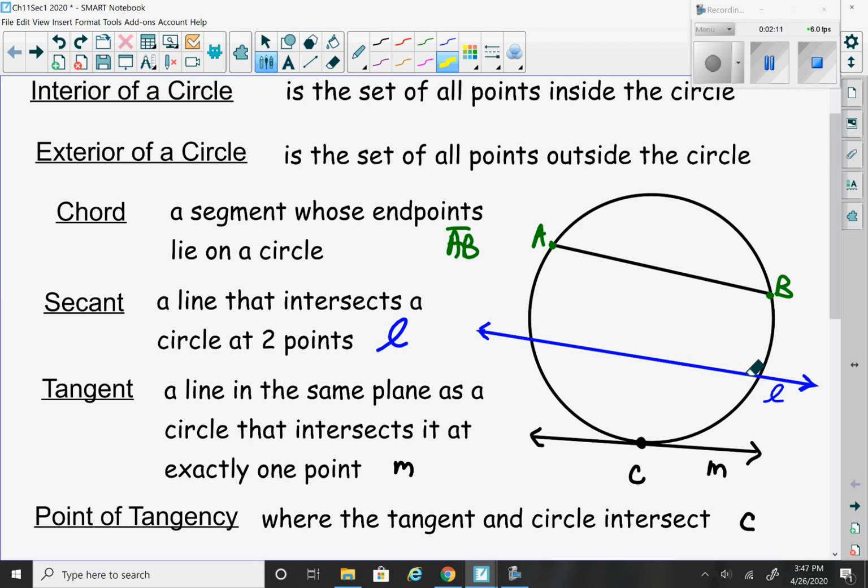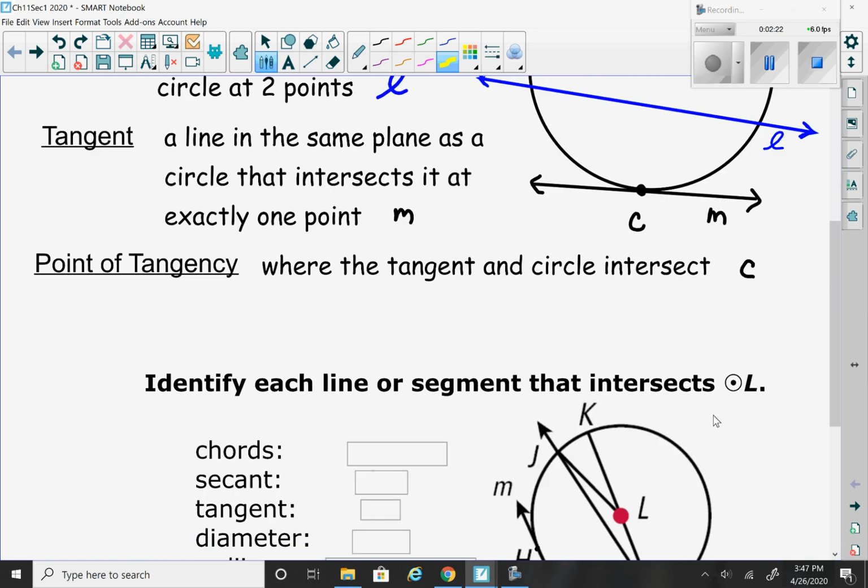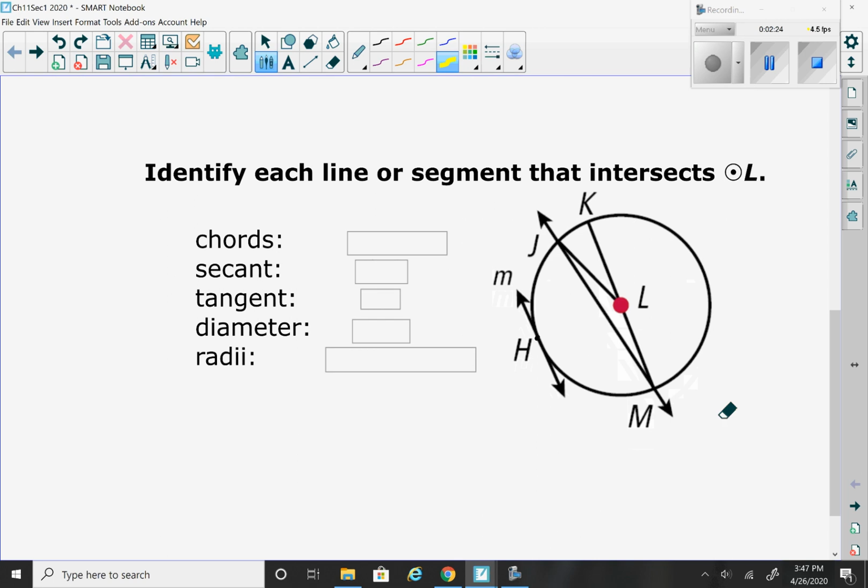A special type of chord that goes through the center of the circle is called a diameter. So those are some of our new terms, and I thought I'd have you practice a few of those. Well, maybe we'll do this together. To identify each line or segment that intersects circle L. So we have this circle L. What are the chords?